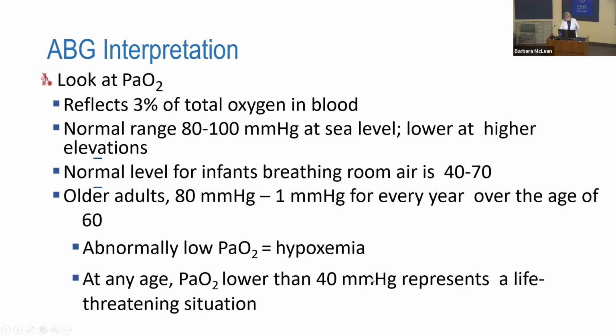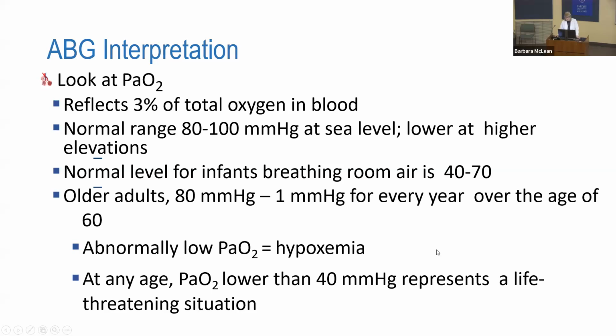Normal range is 80 to 100. It's going to be lower at higher elevations because the barometric pressure is lower, so the FiO2 is a lower amount of oxygen. Okay. Want you to remember that in older adults, there won't be any questions at all about infants, but that's okay. Just for infants, breathing room air have a much lower PaO2. For older adults, 80 millimeters mercury minus 1 millimeter for every year over the age of 60. So for me, if the norm is 80, I'm 70. Okay. So my normal PO2 is 70.